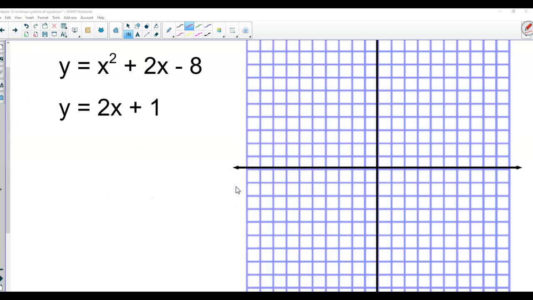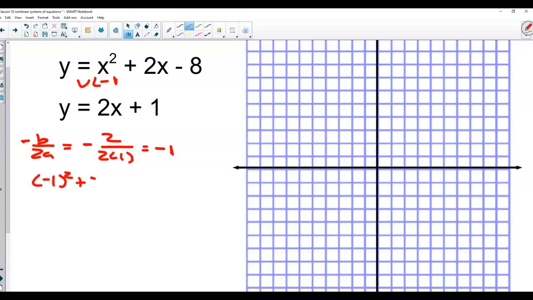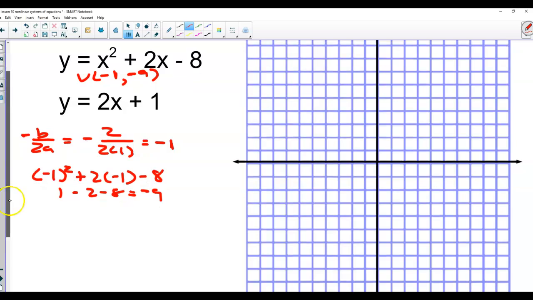I'm going to do the parabola first in this case. So that's negative b over 2a, and I like to write the negative b over 2a out first. All right, so that's going to be negative 2 over 2 times 1. So the x-coordinate of my vertex is going to be negative 1. To get the y-coordinate, it's going to be negative 1 squared plus 2 times negative 1 minus 8. 1 minus 2 minus 8 is negative 9. So that's my vertex: negative 1, negative 9.